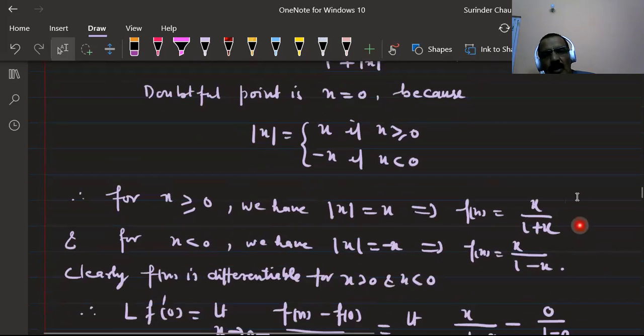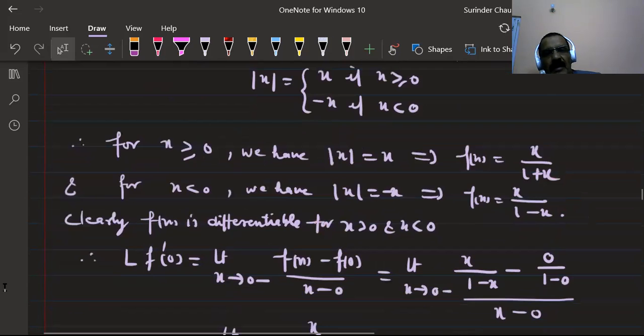Now we'll discuss the left hand derivative. Clearly f(x) is differentiable for x greater than 0 and for x less than 0. Now let's find the left hand derivative.